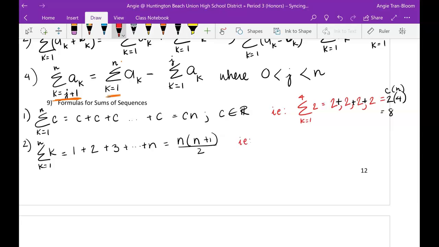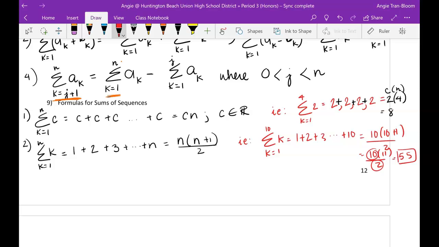For example, if I have the summation of k starting at 1, where n is 10, and then I just have k, this means I have 1 plus 2 plus 3 all the way to plus 10. So instead of sitting here and adding it all together, you can go 10 times 10 plus 1, all over 2, which is 10 times 11 all over 2. We can reduce those. That's really 5 times 11, which is 55. So that's kind of how we think of it. All right, 3.